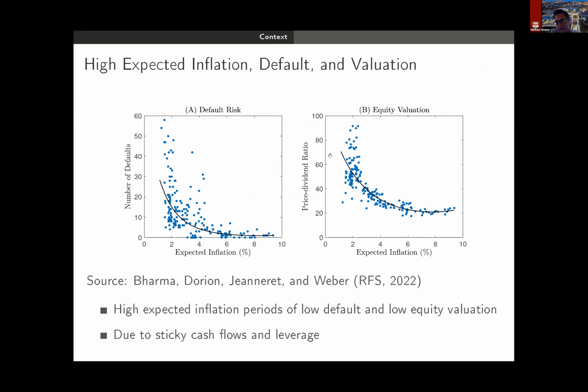You also see that higher expected inflation tends to be a time when valuations of the US aggregate stock market tend to be low. And we rationalized this in a model where we have sticky cash flow. So there's not a one-for-one pass-through of higher, let's say, nominal costs into output prices, at least in the short run, which can then rationalize these two phenomena jointly.